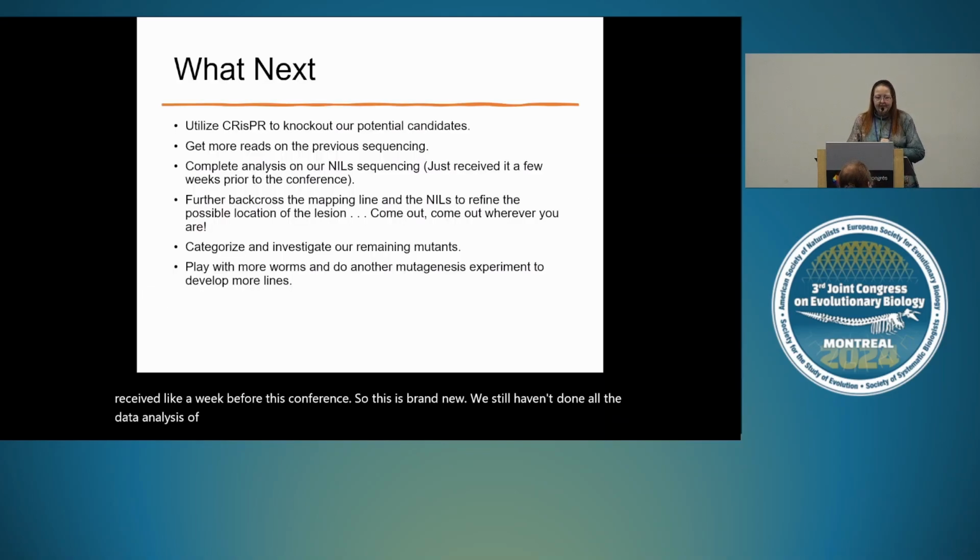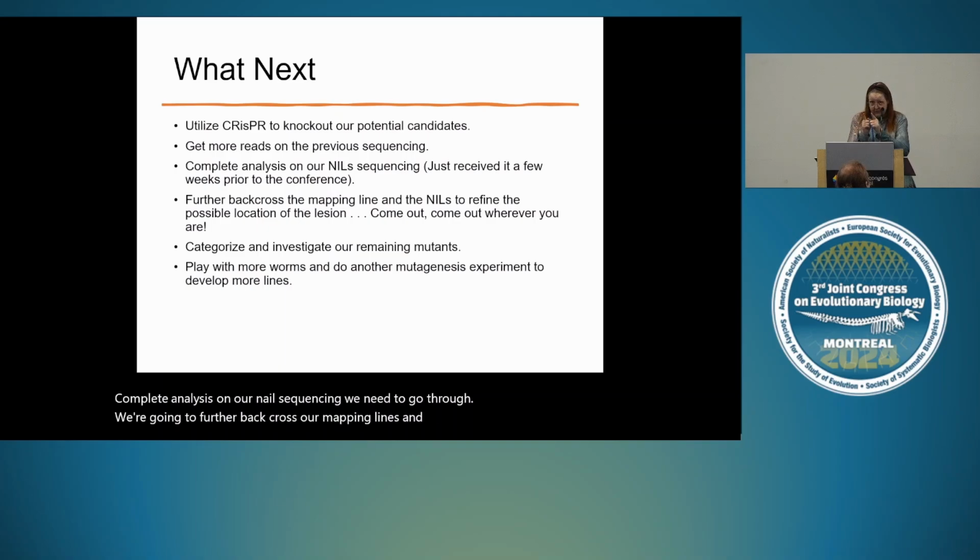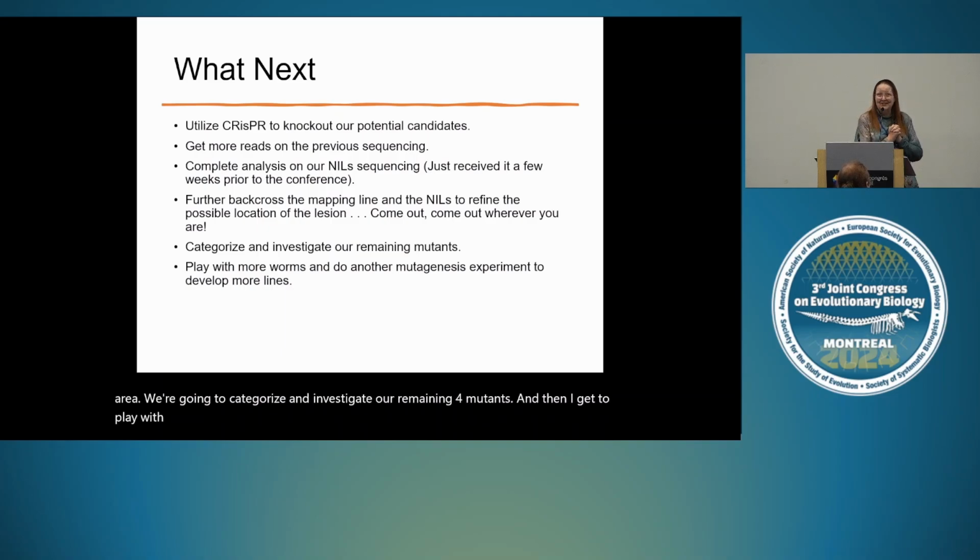So what are we doing next? CRISPR, knock out more genes. Get more reads on the previous sample because they promised us 30. Complete analysis on our NIL sequencing. We're going to further backcross our mapping lines and our NILs to further shrink that little area. We're going to categorize and investigate our remaining 4 mutants, and then I get to do more mutagenesis experiments because I'm a glutton for punishment.